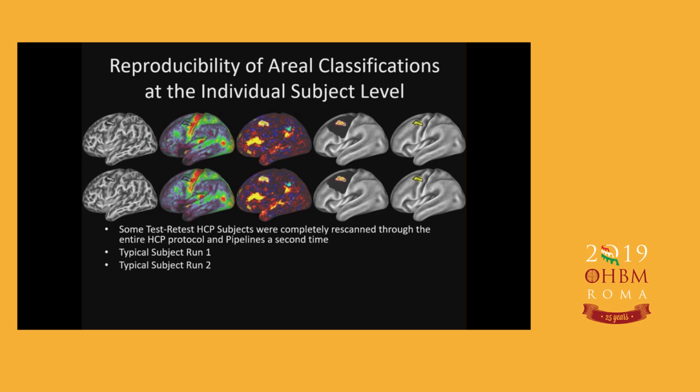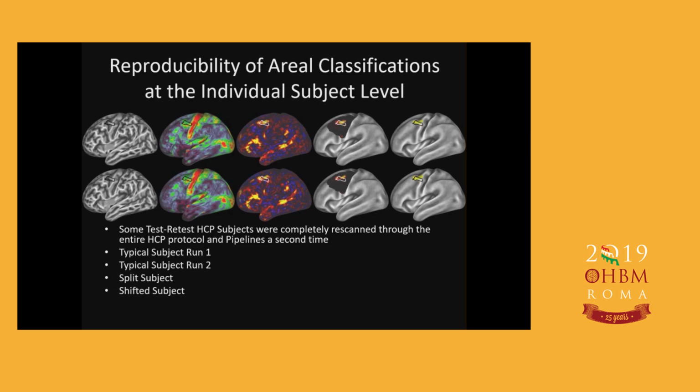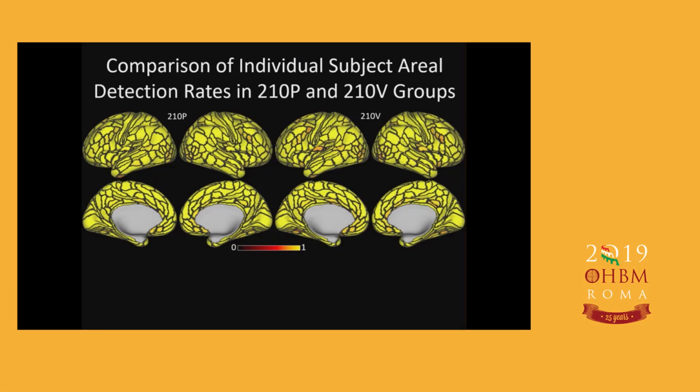But this is the easy question. Registration would have gotten these lined up already, as you can see. But here's a split subject. We can see there's a split in the language activity and the myelin, and we can see that split shows up in the classifier outputs. Here's a shifted example. Again, we can see the shift in the raw data, in the probability output, and in the final output. So the areal classifier is able to reproducibly identify Area 55B, and these atypical topologies are stable in time. They're a real feature of those particular subjects and not ephemeral.